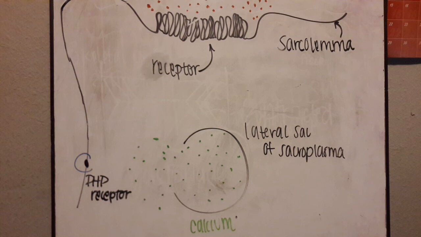However, action potential does not stop there. It then carries on through the sarcolemma into the DHP receptor, where it triggers the release of calcium from the sarcoplasmic reticulum. This regulates the amount of calcium ion concentration in the cytoplasm.